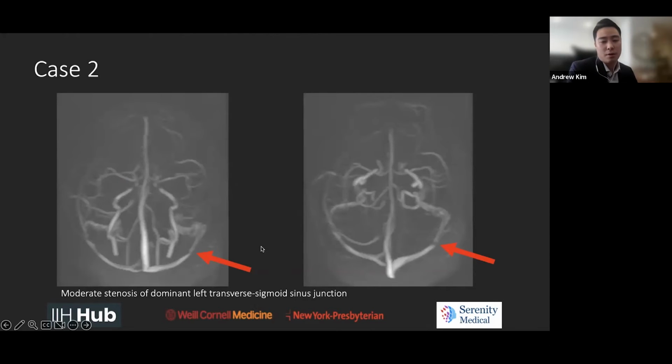So this patient also had MRV imaging. And you can see here that in this case, the patient has a dominant left transverse and sigmoid venous sinus with more focal moderate stenosis along the distal left transverse sinus, or some people may consider this the transverse sigmoid sinus junction.